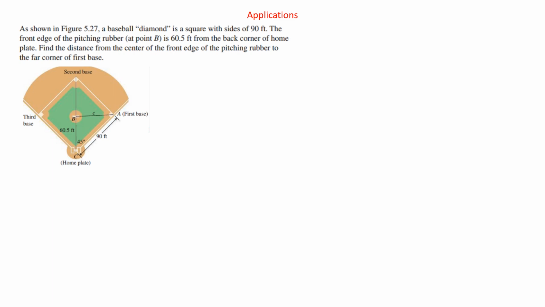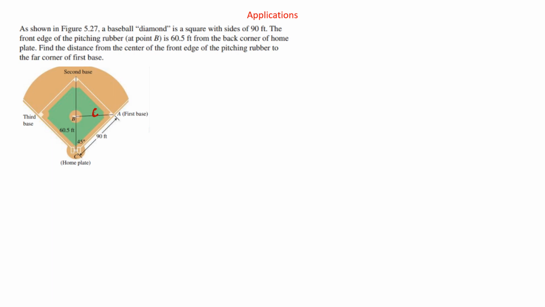The front edge of the pitching rubber is 60.5 feet from the back corner of home plate. So we have something like this. It'll generally give you a little bit of a diagram to help with the explanation. It wants to find the distance from the center of the front edge of the pitching rubber to the far corner of first base. So it's looking for this distance right here.